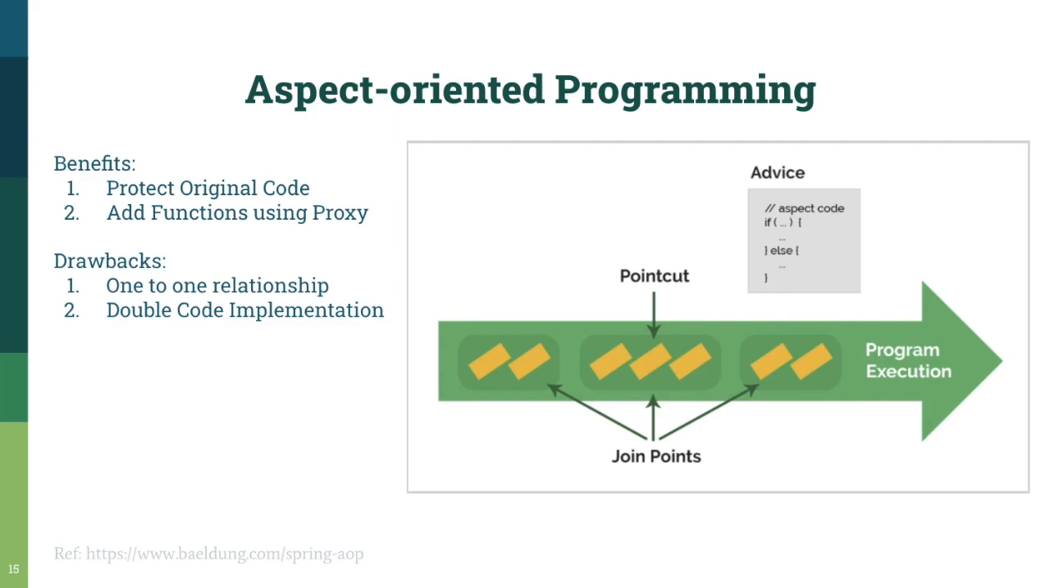But it has one disadvantage: object and aspect are in a one-to-one relation. Developers should write a new aspect for each object when new methods are needed. This comes with double code implementation.